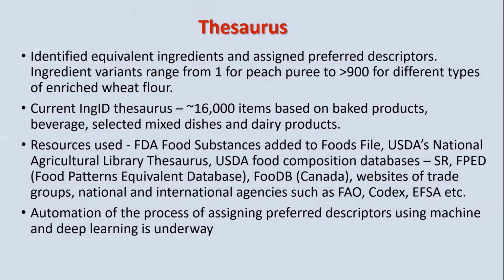Some details of the thesaurus. We assigned preferred descriptors to equivalent ingredients. The variants can range from 1 for peach puree to about 900 or more for different types of enriched flour. The current thesaurus has about 16,000 items based on baked products, beverages, selected mixed dishes, and dairy products. We use several resources to guide us. And we are now looking at trying to automate this process of assigning preferred descriptors.